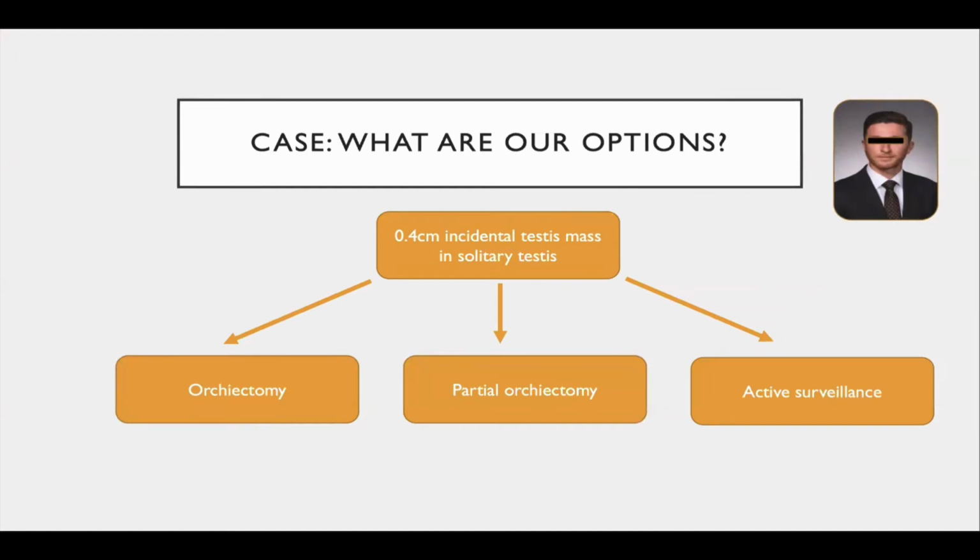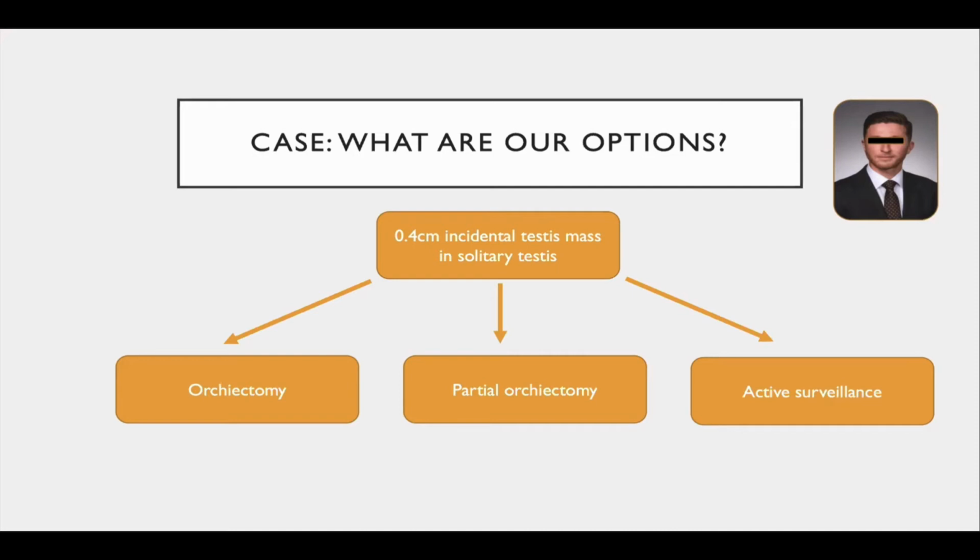If he wanted the most definitive treatment, he could certainly undergo an orchiectomy, but as I've made this scenario a little convoluted, he has a solitary testis, so we'd be immediately rendering him hypogonadal, and if it ends up being benign, we've certainly not helped him. Partial orchiectomy could be offered. We'd give him maybe a better chance of maintaining some testicular function, but again, if this lesion ends up being benign, we've certainly not helped him.